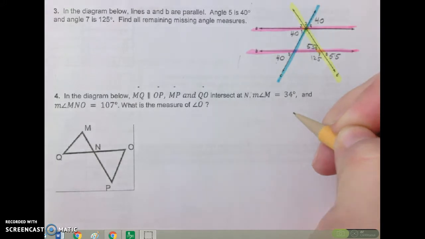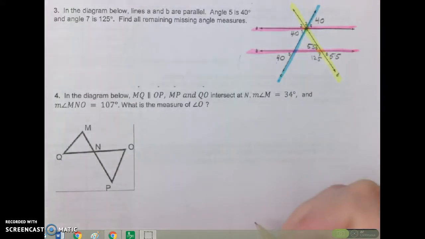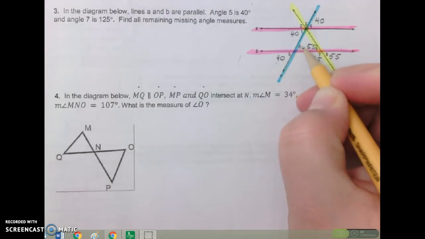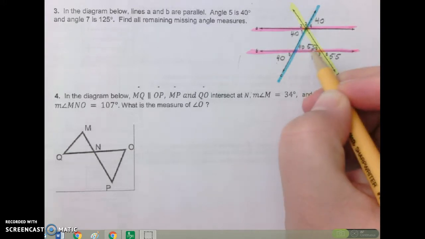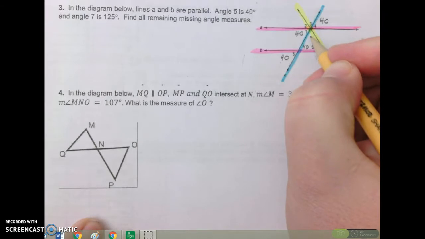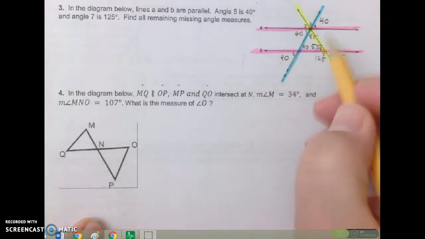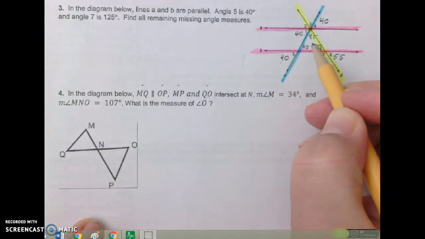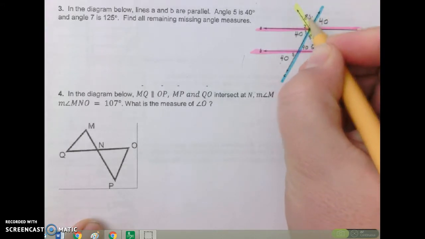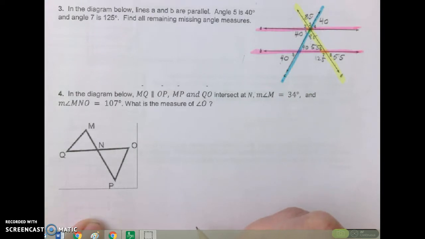There's a few ways you can find the last two remaining angles. One would be if you know angle 5 is 40, then its vertical angle here is 40. So 40 and 55 are two angles in a triangle. And if you subtract those two from 180, the third angle would be 85. And even though I didn't have to find that angle, it is a vertical angle to angle 3. So angle 3, therefore, would also be 85 degrees.